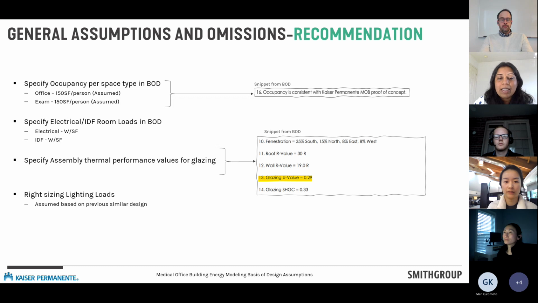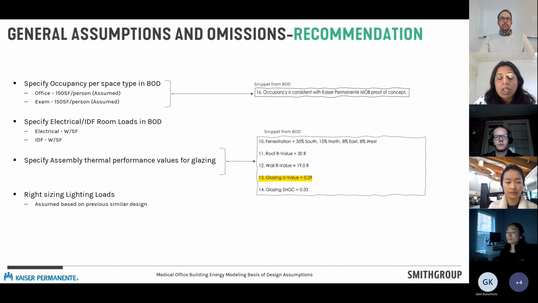This is one other thing we saw in the BOD regarding the glazing U value. Like I mentioned before, the BOD provides the center of glass U value. It might be mistakenly used by energy modelers. So we recommend specifying assembly thermal performance values for right sizing your peak cooling load.